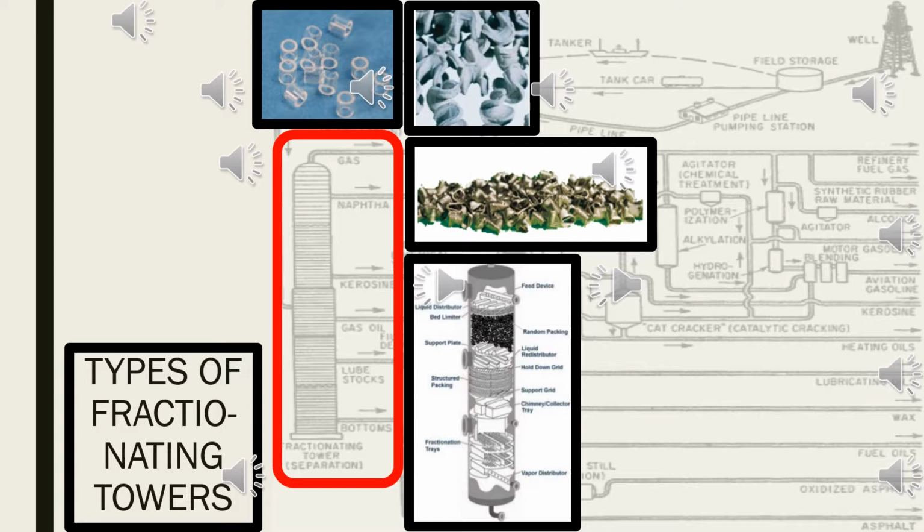Raschig rings. This packing is perfect for cases where the crude might be corrosive to, or reactive with, stainless steel. Balls, manufactured from Teflon or glass. This packing is ideal for cases where packing must be made of glass or Teflon.